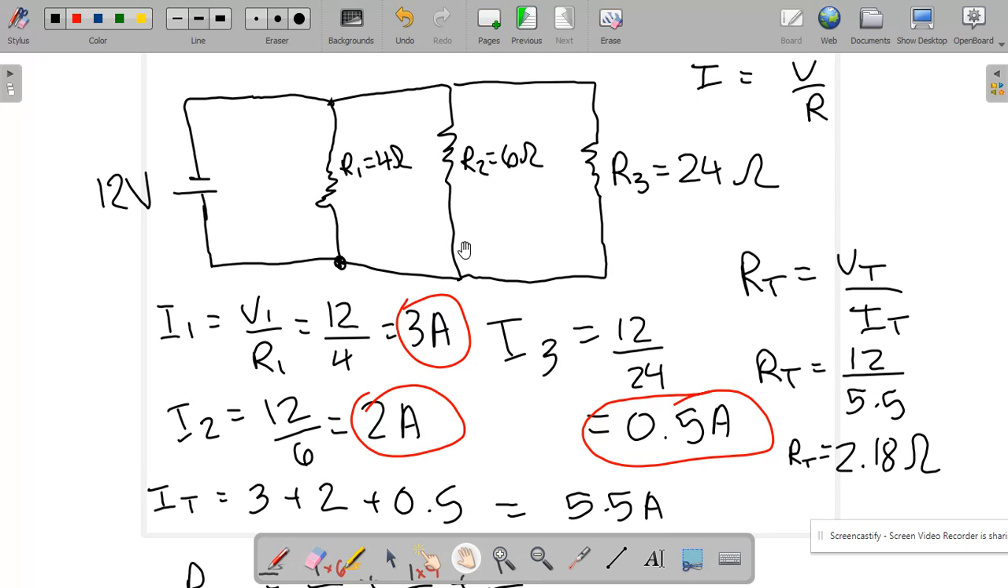Notice how the biggest current was through R1. It had 3 amps, this one had 2 amps, and this one had only half an amp. I need you guys to really get the picture here that the smaller the resistance, the more current will flow. Okay, so the smallest resistance had the most current, and that's how that should work. You can even look at that from this. The smaller R gets, the bigger the current gets.